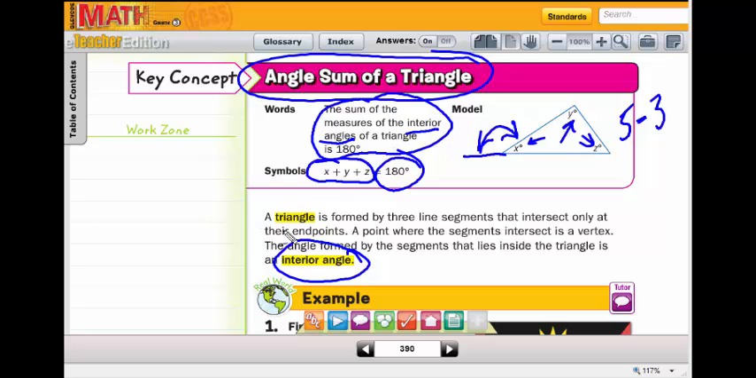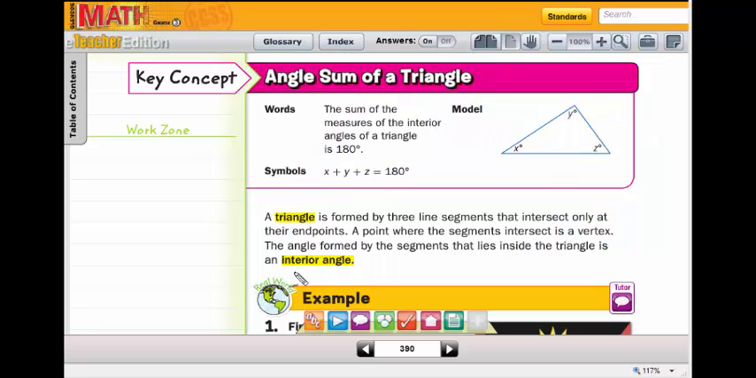So let's go through our definitions here. A triangle is formed when three line segments intersect only at their endpoints. A point where the segments intersect is called a vertex. These are the vertexes, and vertexes is not even a word, it's vertices, just so you know that. A single one is a vertex, more than one is vertices. The angle formed by the segments that lies inside the triangle is called an interior angle. Please put that in your notes.